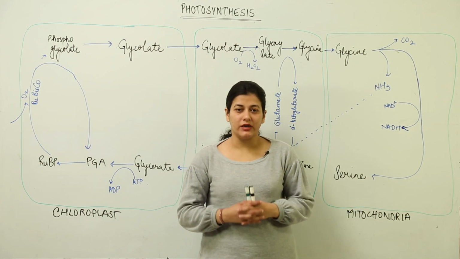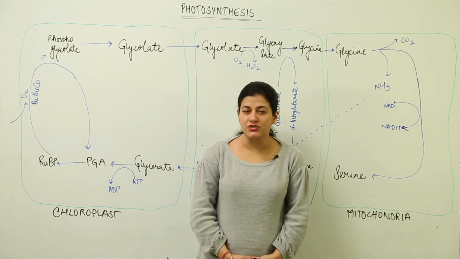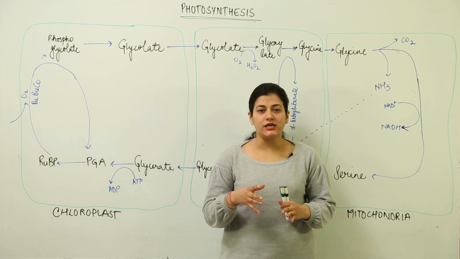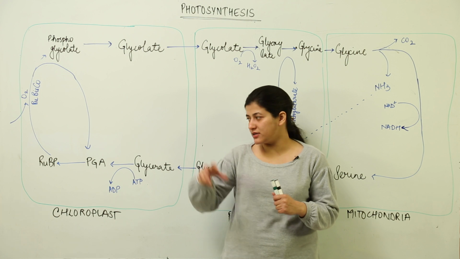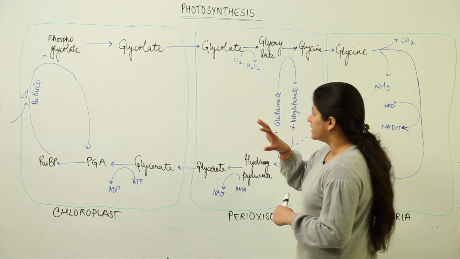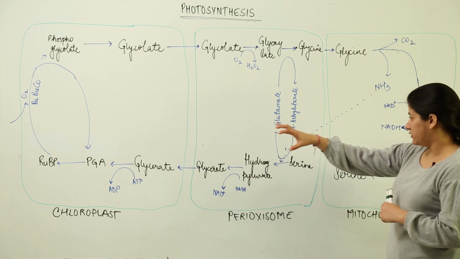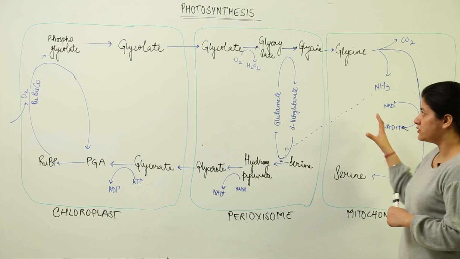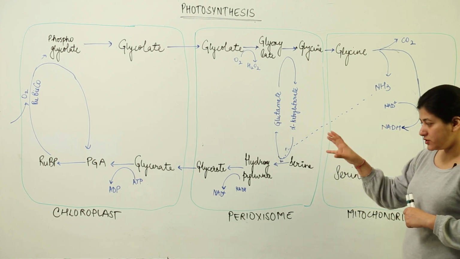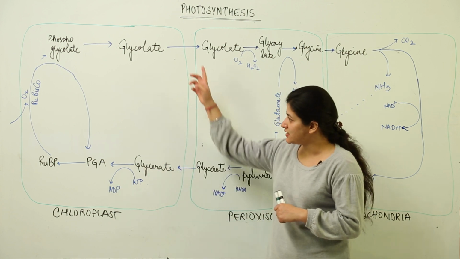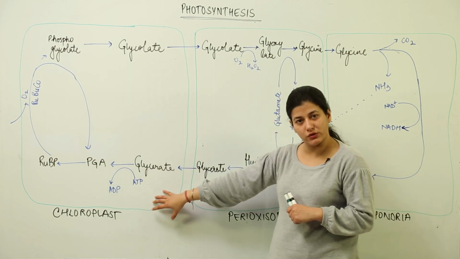Now in this lesson we are going to see the graphical representation of the C2 cycle that we had talked about earlier. You're going to see what happens in which organelle, that is what I have tried to represent over here. This graphical representation has been divided into 3 zones, and those zones represent 3 different organelles. The first being the chloroplast. As you can see, this particular box represents the chloroplast.